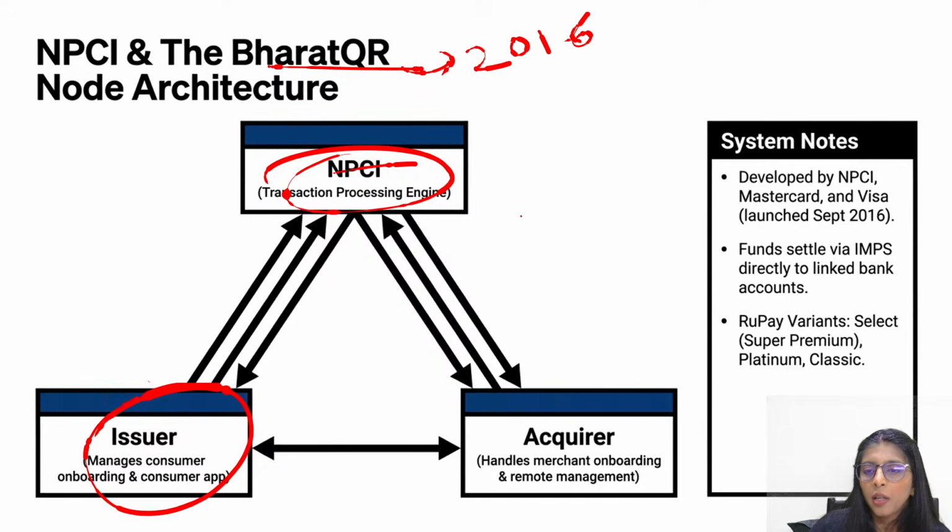Okay. Developed by NPCI, Mastercard and Visa, launched in September 2016. Funds settled via IMPS directly linked to the bank account. Rupee variant selected by Super, Premium, Platinum, Classic.